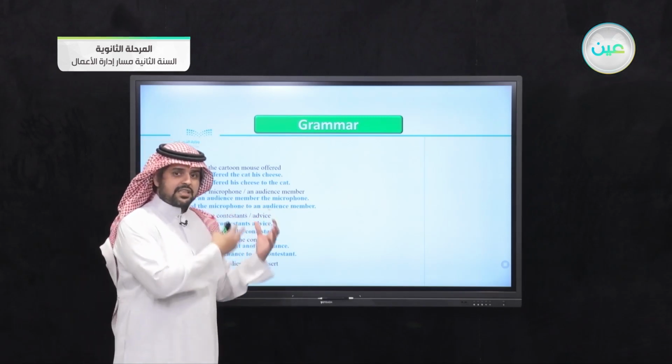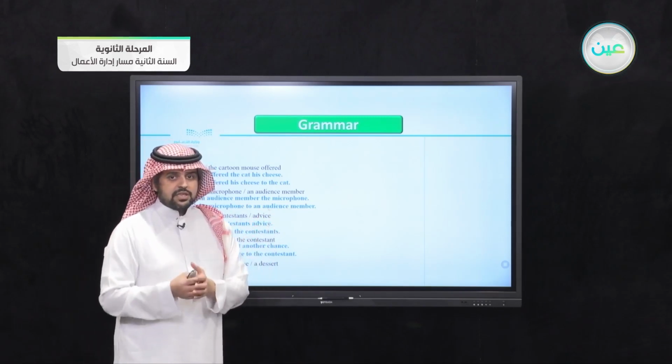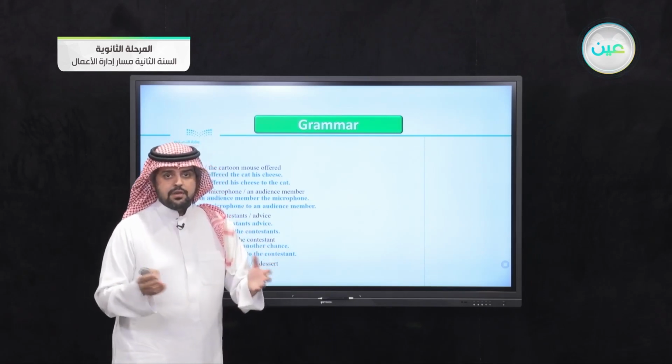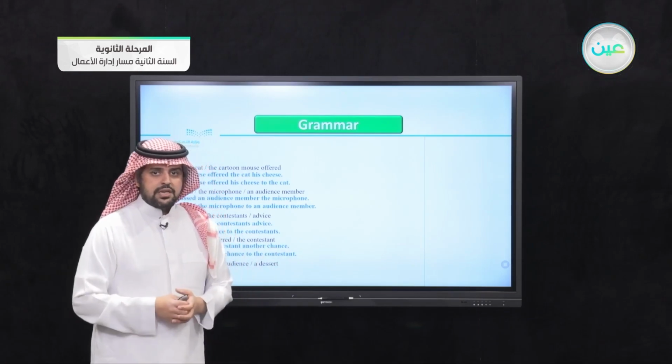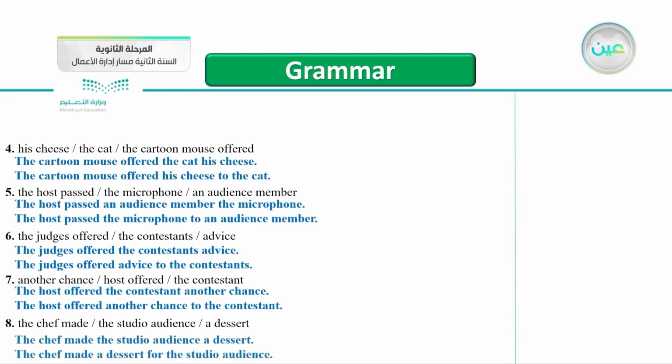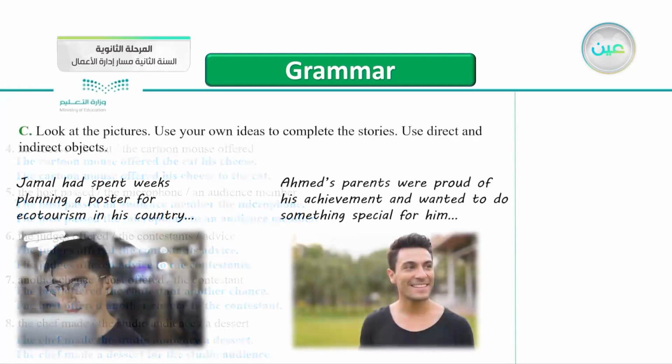Whenever you answer this kind of question, always notice the direct and indirect object. When you know them, now you know how to rearrange the sentence as you like. Yes, this is correct. The chef made the studio audience a dessert. The chef made a dessert for the studio audience.